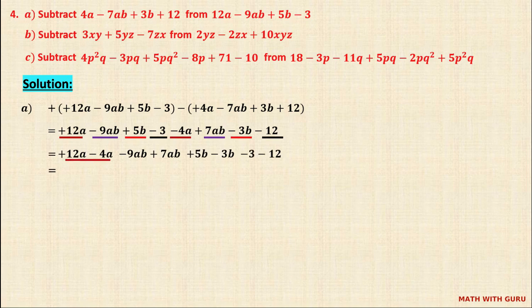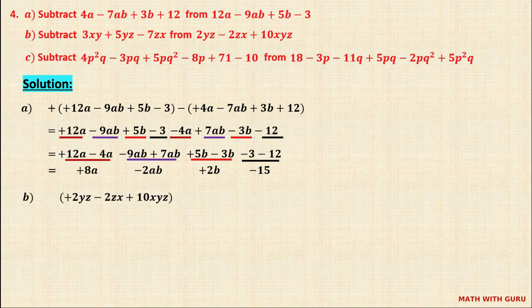Now let us simplify. 12 minus 4 is 8. 12 is positive, therefore plus 8a. 9 minus 7 is 2. 9 is negative, therefore minus 2ab. 5 minus 3 is 2. 5 has positive sign, therefore plus 2b. These two have the same signs. 3 plus 12 is 15, negative 15.